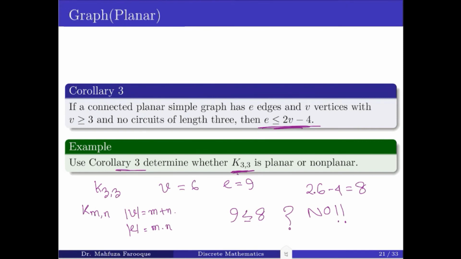corollary 3. You see that using corollary 3 we found that K33 is not a planar graph, but if you use corollary 1, maybe you will see that this is a planar graph. So it is very important to mention based on which corollary you are concluding that this graph is planar or not planar.